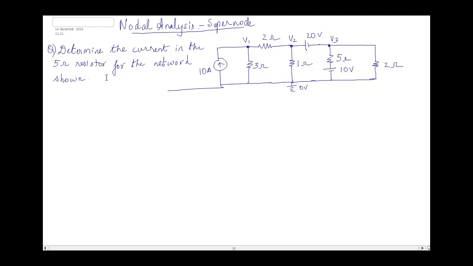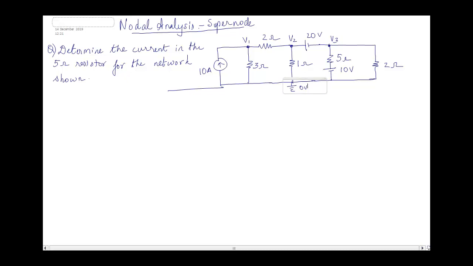So in this question, we are having nodal analysis. And as we all know, for nodal analysis, always the source should be current source. But here we are having two voltage sources. One is a 20 volt voltage source between node 2 and 3. And there is a 10 volt voltage source between the 5 ohm resistor and the ground potential.